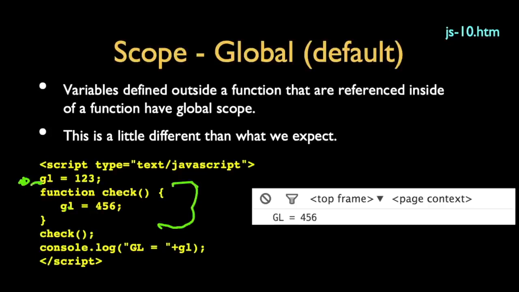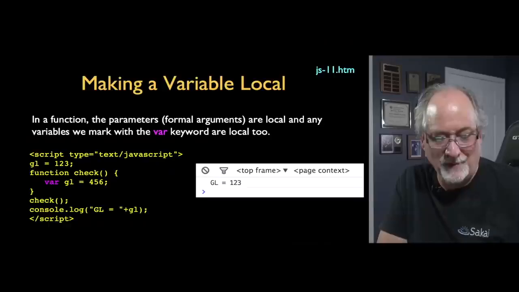It depends on whether this global variable is defined before or after too. In this case, I'm defining the global variable before, and I say nothing special about GL, and so it's global. And so I set it to 123, then I call this function, and it sets it to 456, and when we come back from the function, it's 456. So that's kind of weird. It's this weird kind of super global by default, which is not the way we usually like to run functions.